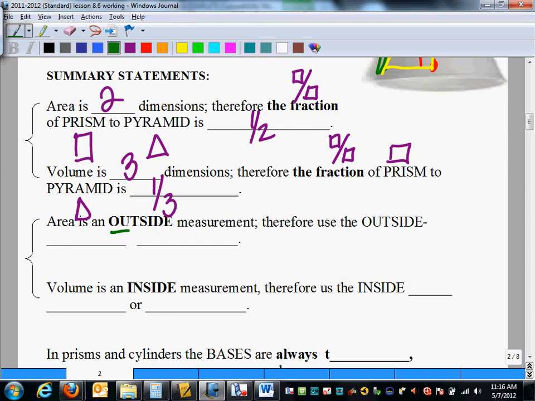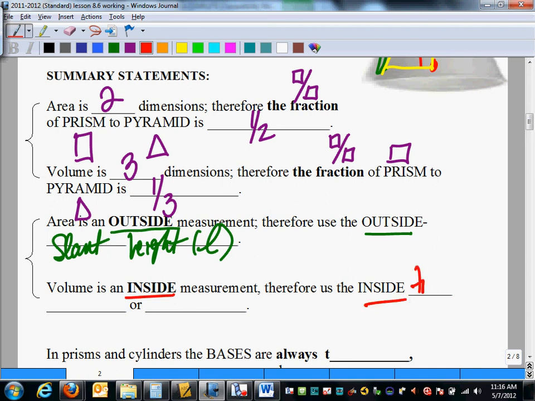Area is an outside measurement. Underline the word outside. Therefore, we use the outside slant height. Area is an outside measurement. Therefore, use the outside slant height. Volume is an inside measurement. Therefore, we use the inside true height or altitude. Why don't you get those written down, please?